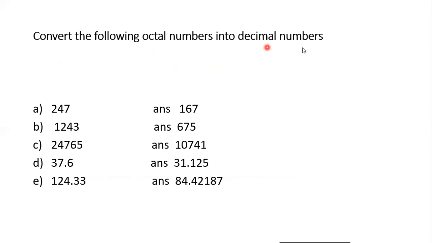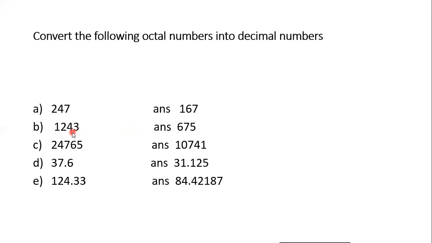Convert the following octal number into a decimal number. Take 247. So 7 into 8 power 0 plus 4 into 8 power 1 plus 2 into 8 power 2. That is 2 into 64 plus 4 into 8 plus 7. So the answer is 167 in decimal.